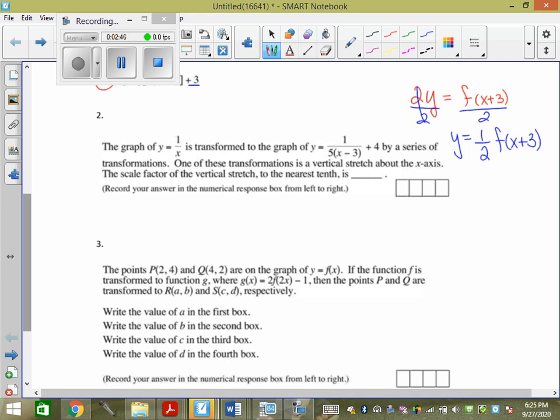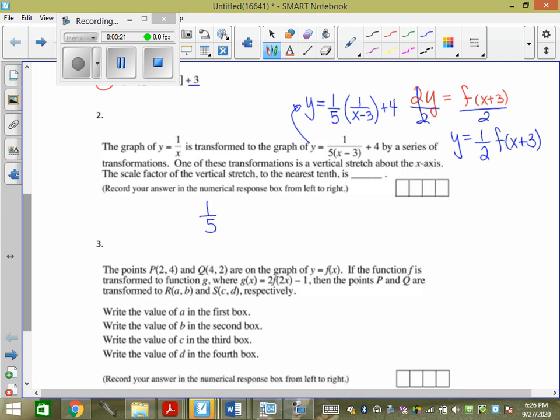So let's think about it this way now with this one. If I have that division of 5, what could I have actually done? Yes, I could say that's a horizontal stretch by a fifth, and I'd be completely correct. Problem is, they didn't give me that as an option. So I have to change my equation. It's going to be y equals, and then I can bring 1/5 to the front, bracket 1 over x minus 3, plus 4 to the back. So this is actually a vertical stretch about the x-axis by a factor of 1/5.